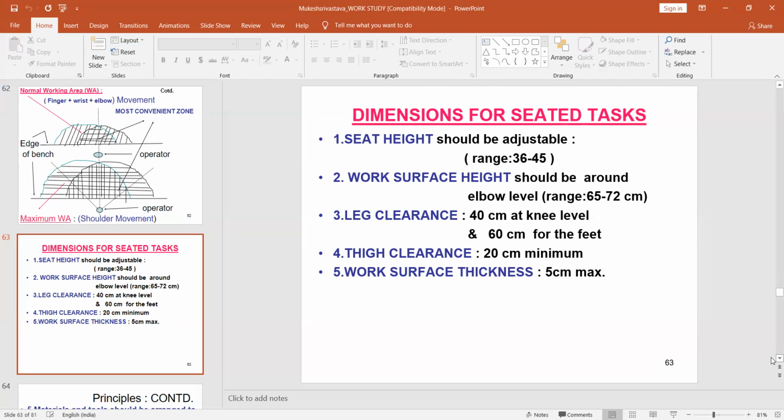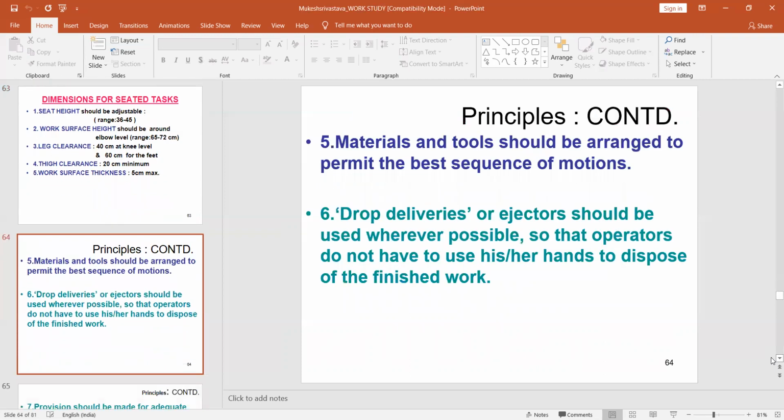Thigh clearance means you need to have such type of seats so that you can have thigh clearance comfortably. That should be, इनमें लिखा हुआ है, 20 centimeters minimum. And work surface thickness means there should be 5 centimeters maximum work surface thickness.